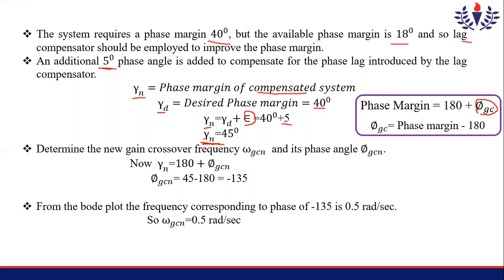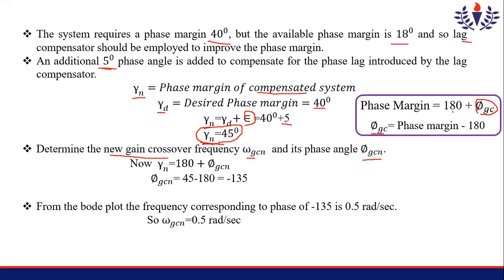We know the phase margin is 45. From this phase margin, what is the phase angle at the gain crossover frequency? We need to observe the phase angle at the gain crossover frequency. So this one we are taking as the new gain crossover frequency, omega GCN. Here we are finding the gain crossover frequency for this phase margin of 45 degrees. For getting this phase margin, what is omega GCN? The new gain crossover frequency we need to identify. Once we know this, we can identify the phase angle at the new gain crossover frequency also.